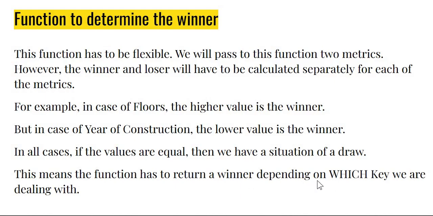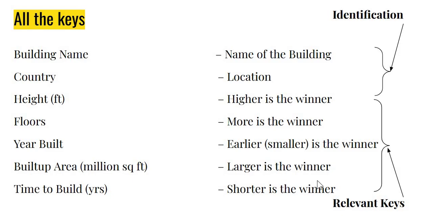Now, we can in fact classify this. For height, higher is the winner. For floors, higher is the winner. For year built, smaller is the winner. For built up area, again, larger is the winner. For time to build, shorter is the winner, because the building that was built quicker is considered a winner here. Of course, these rules can be modified and made more elaborate. That goes into the area of bonus ideas. But for now, we will stick with this.